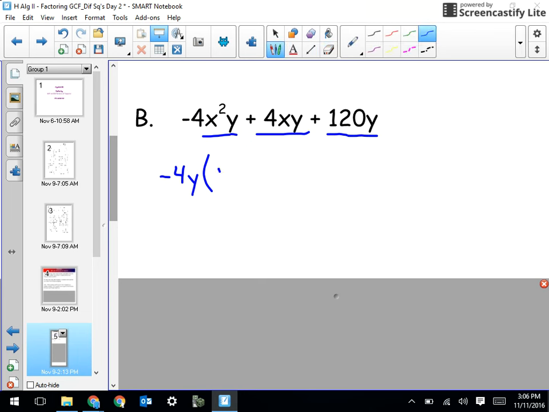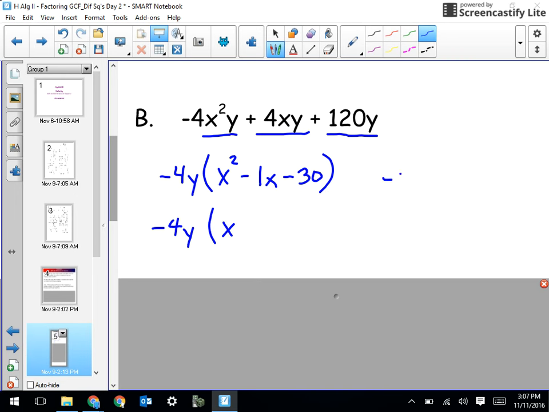It's going to leave me with a positive x squared, minus, now notice here, if I pull out a negative, it's like dividing it out. 4 divided by negative 4 is a negative 1, so I'm really not even going to write that. Well, I could. And then I'm dividing out the y, leaving just an x. And then a minus, again, 120 divided by negative 4 is negative 30. And the y gets pulled out front already. And now, again, I can just factor the inside.